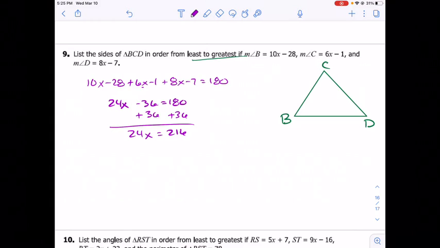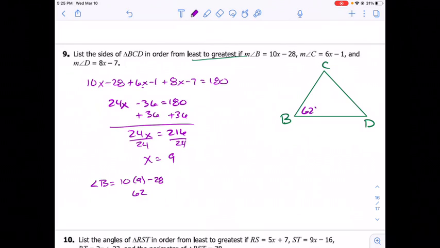Now we're going to divide by 24. And 216 divided by 24 is equal to 9. So x is 9, so we're going to go back and plug this in. We got angle B equal to 10 times 9 minus 28. That's going to be 90 minus 28, which gives me 62. So angle B is 62.